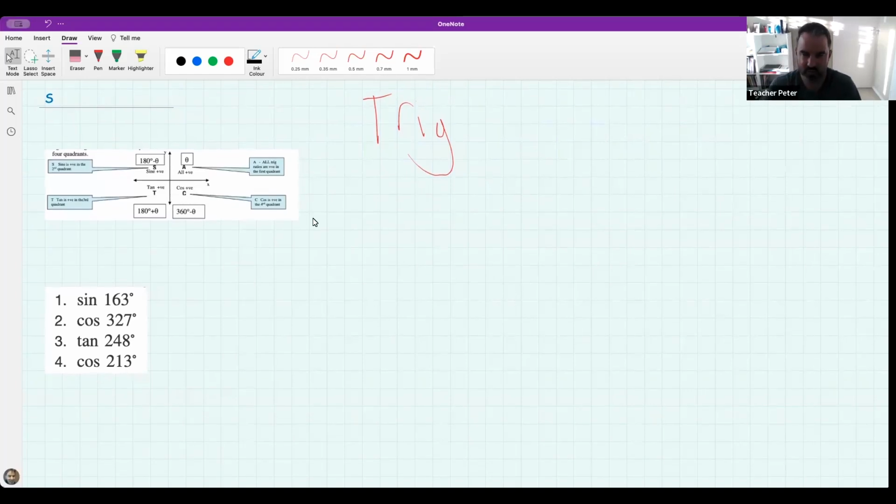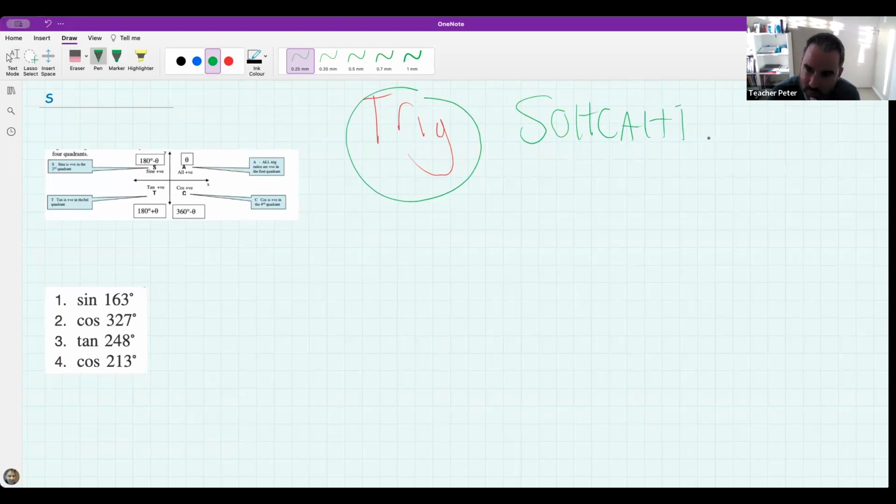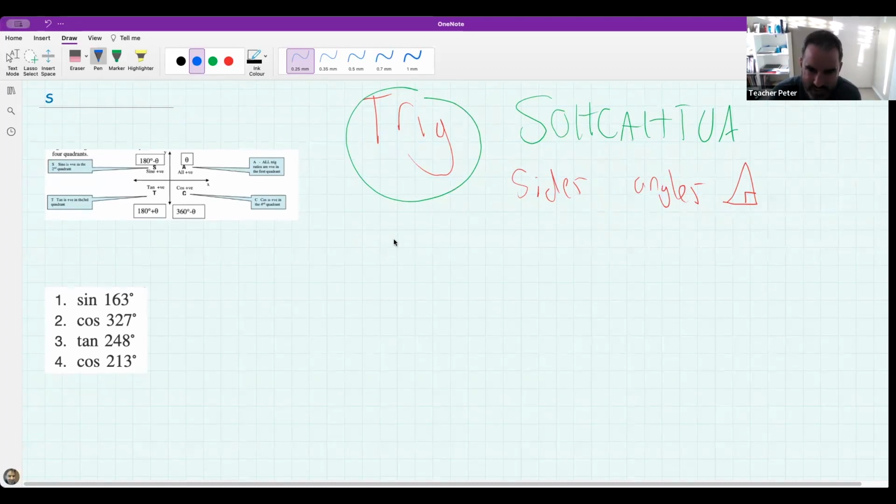So in the last lesson, and in the first couple of lessons, we've been dealing with the subject of trig. And in grade 10, trig is really all about this acronym called SOHCAHTOA. And what it allows us to do is to find unknown sides or unknown angles in right-angled triangles. But then all of a sudden in grade 11, we start to deal with stuff like the sine of 210 or the cos of 330.